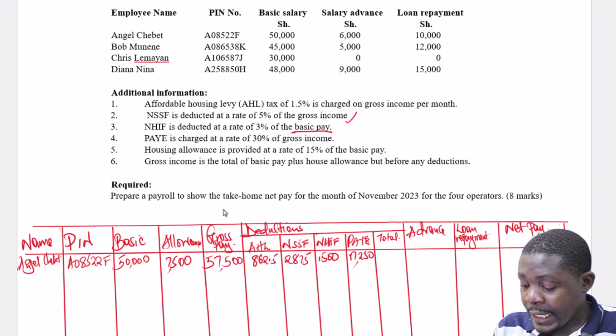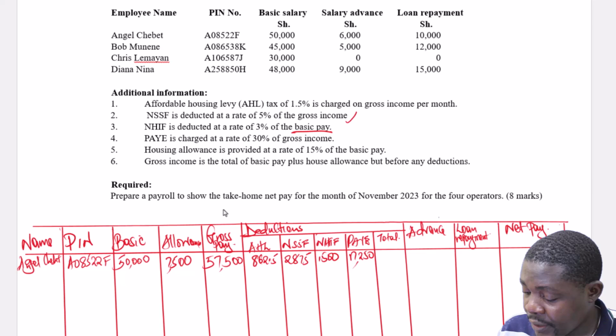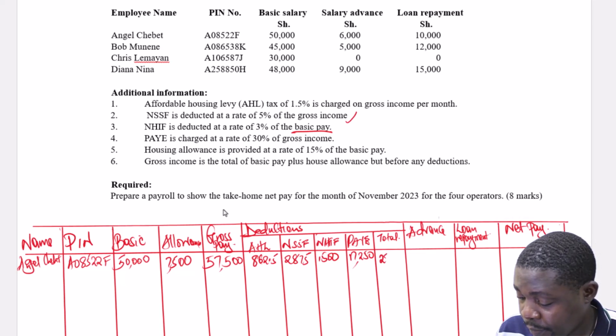The total deductions, we can take this 17,250 plus 1,500, plus 2,875, plus 862.5. The total deduction is amounting to 22,487.5.